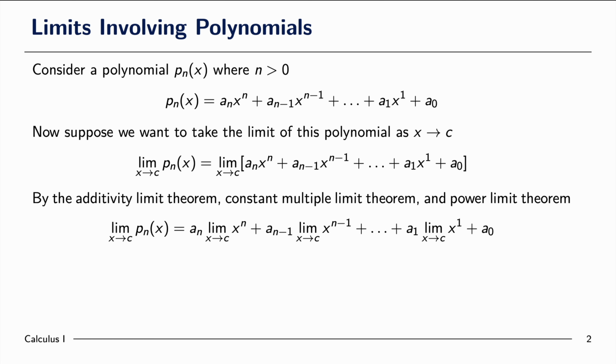Now we know that the limit of x to the n as x approaches c is equal to c to the n, and the limit of x as x approaches c is equal to c. So the limit of p of x as x approaches c is simply equal to p of c. In other words, you can find the limit of any polynomial by simply plugging in the limit point.